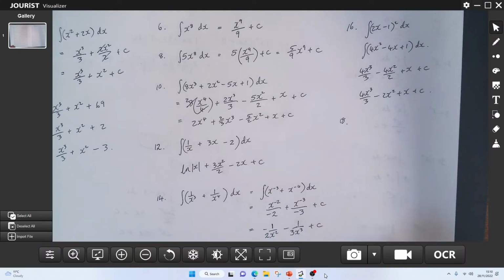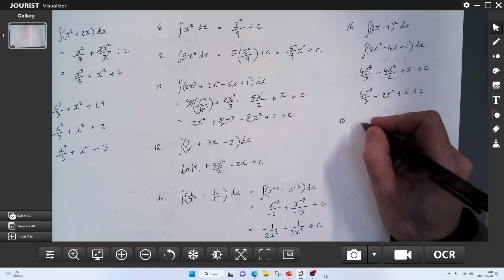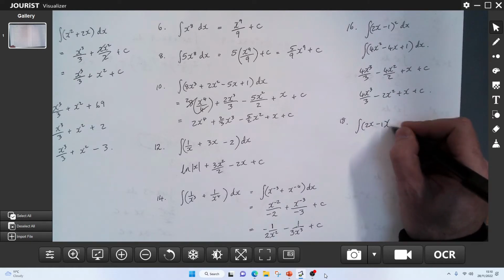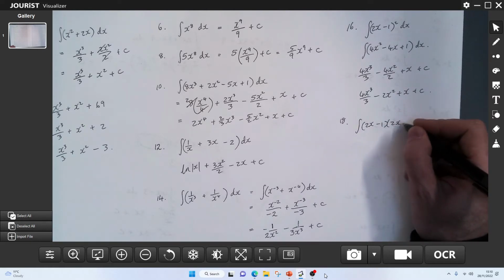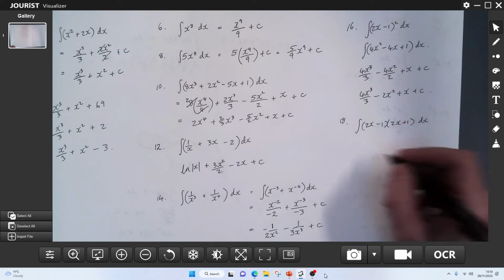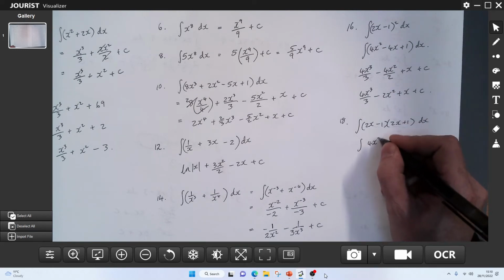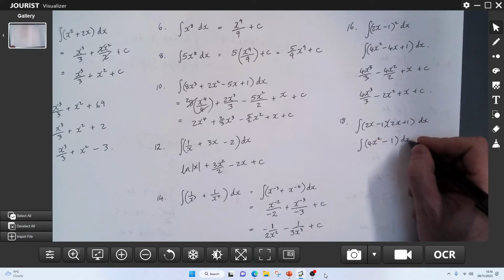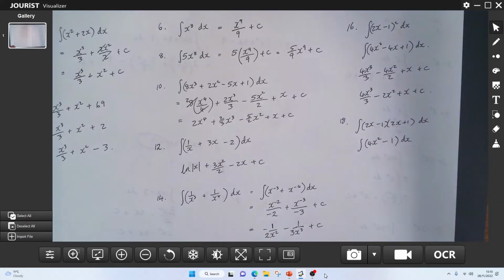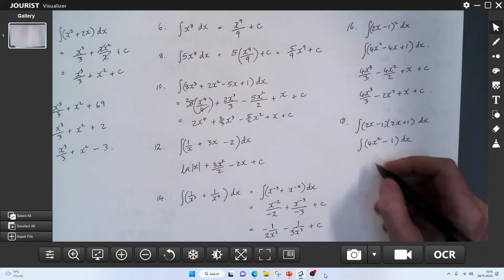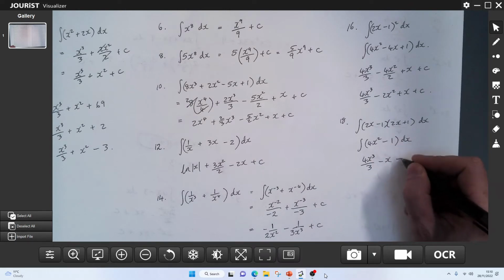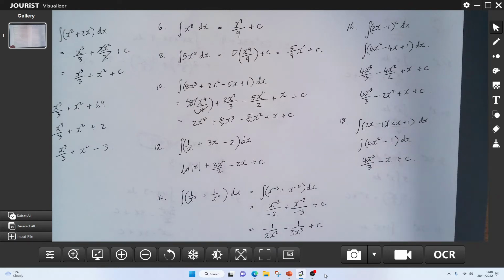Now the integration of tan squared x. Using the identity, tan squared x is sec squared x minus 1, so we integrate sec squared x minus 1 dx. The answer is tan x minus x plus c.